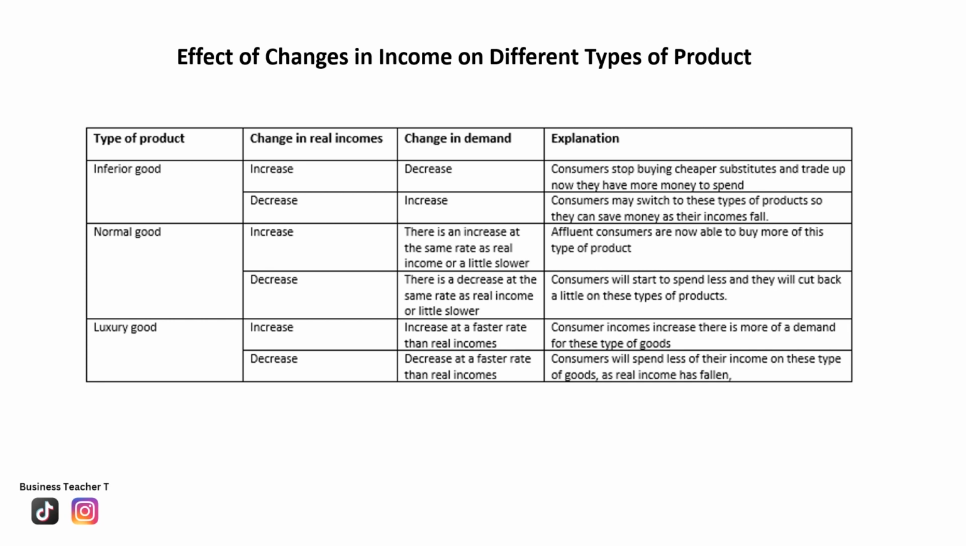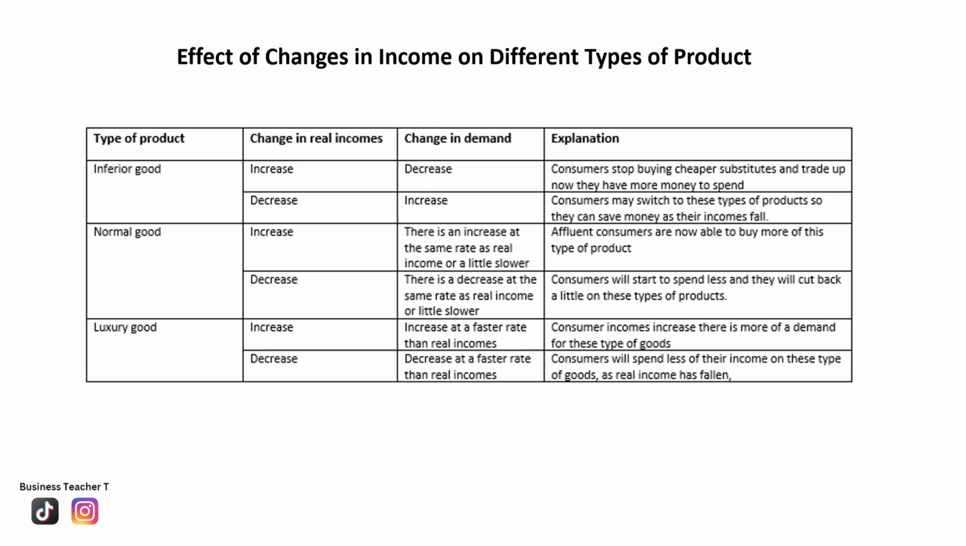For normal goods, when there's an increase in real incomes, then there is an increase at the same rate as real income or slower, and affluent consumers are now able to buy more of this type of product. When there's a decrease in real incomes, for normal goods, there's a decrease at the same rate as real income or a little slower. Consumers will start to spend less and they will cut back a little on these types of products.